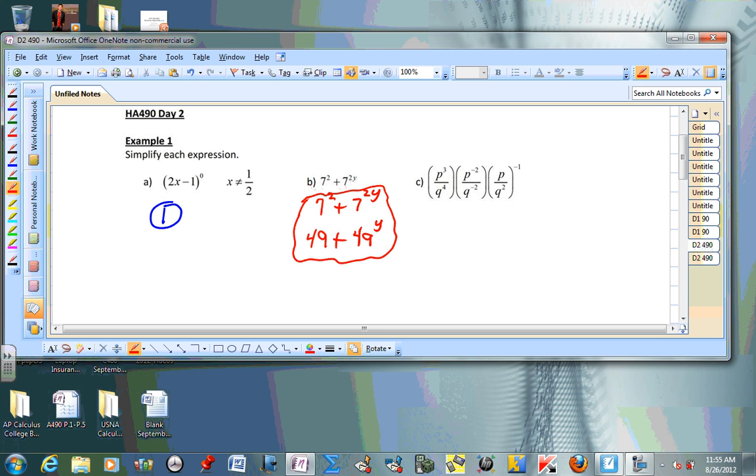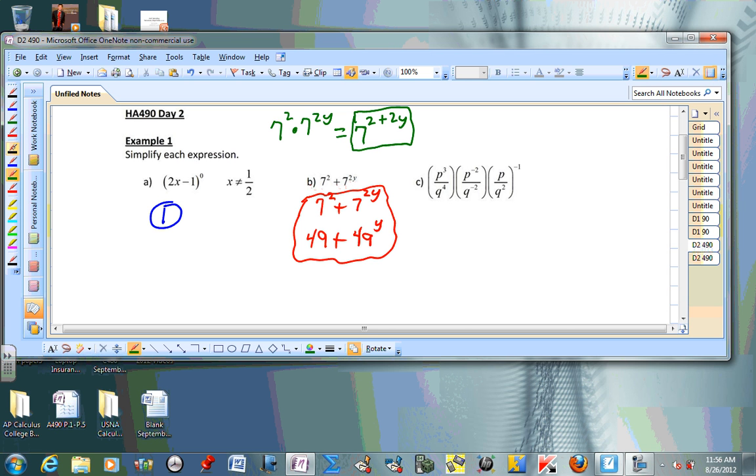Now, let's just take a look at what if. What if this problem said 7 squared times 7 to the 2y power? Now we can use a shortcut because we're multiplying terms with the same base. Our base will remain the same, and we add the exponents. 2 plus 2y will become the exponent. That would be the answer if this was a multiplication problem.